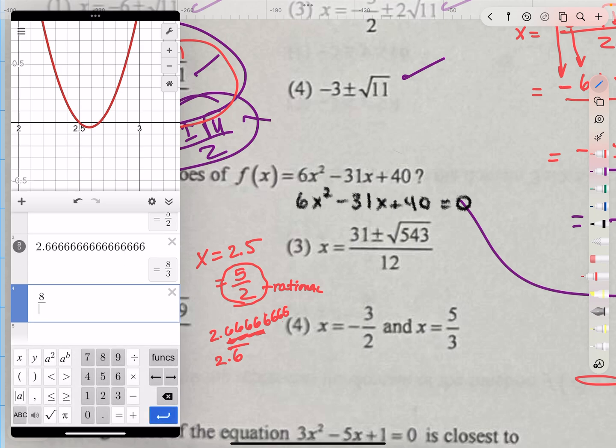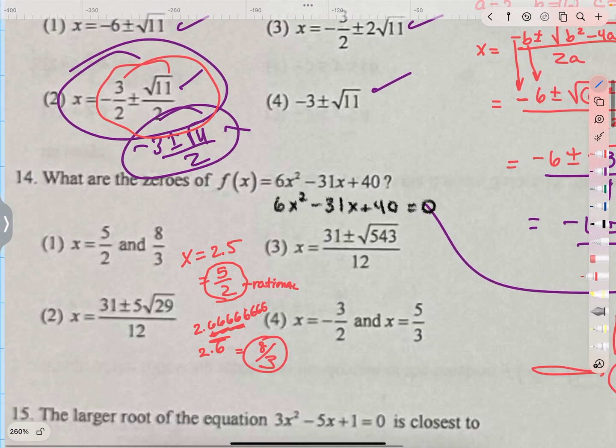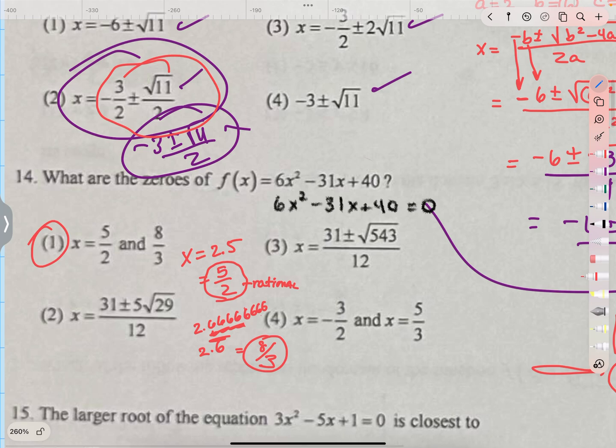You can even see it here. 8 divided by 3. There it is. It rounds that last digit up to 7 again, but it's not. It just keeps on going with a 6. So your other answer is not 2.6 repeating 6. We write the fraction 8/3. So there's the two solutions to our equation. You can see there they are.